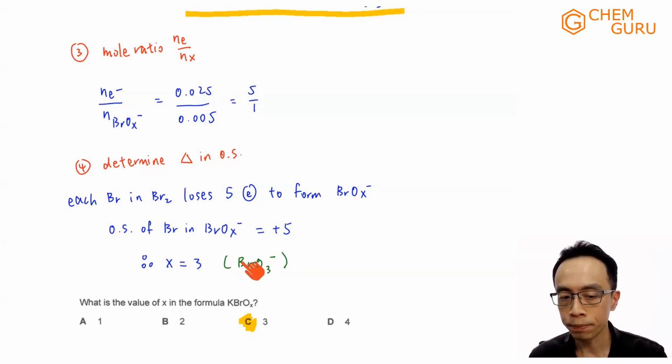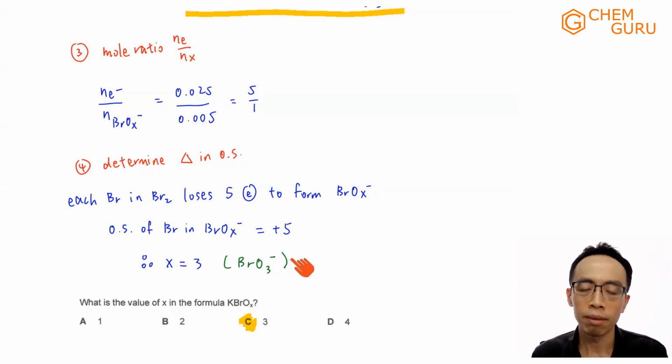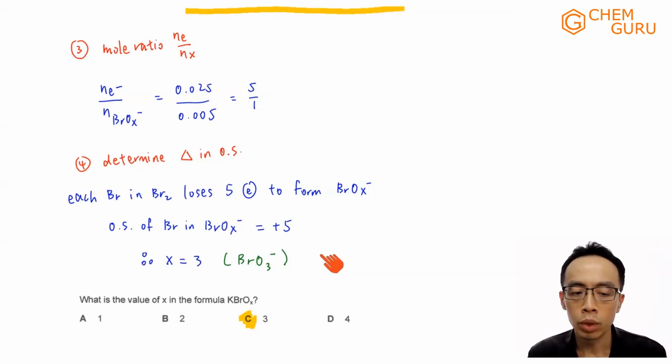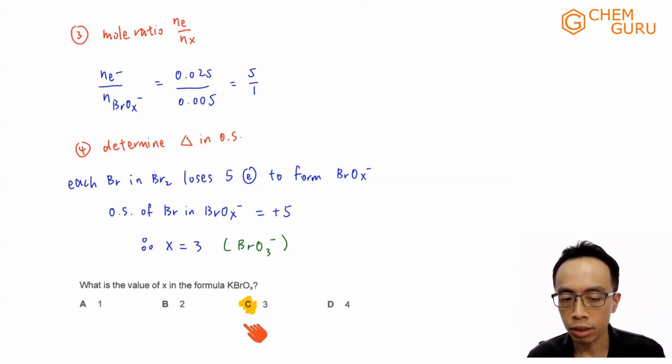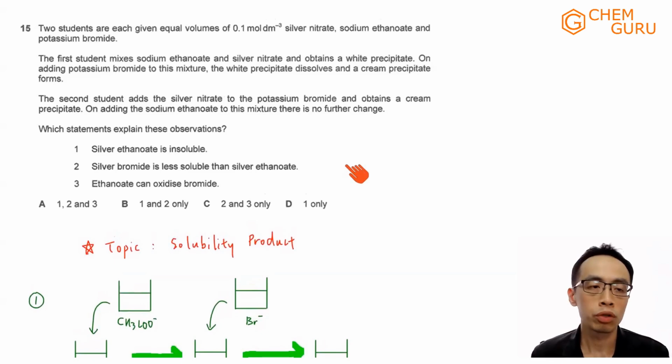Because +5 for bromine, and then 3 times -2 for oxygen, it will give me an overall charge of -1. So finally, we have already solved for the value for X. X is equal to 3. Answer to this question will be C. Next, how about question 15?